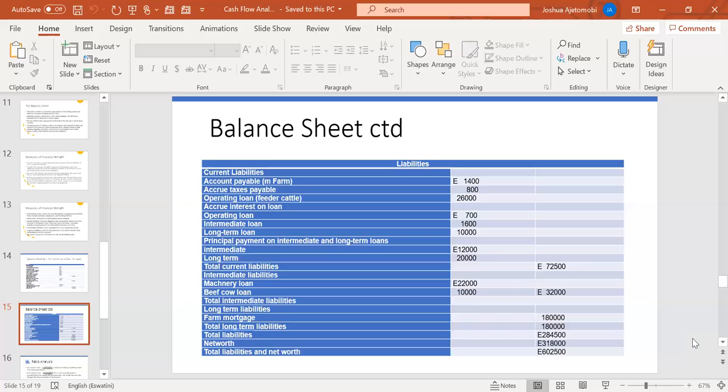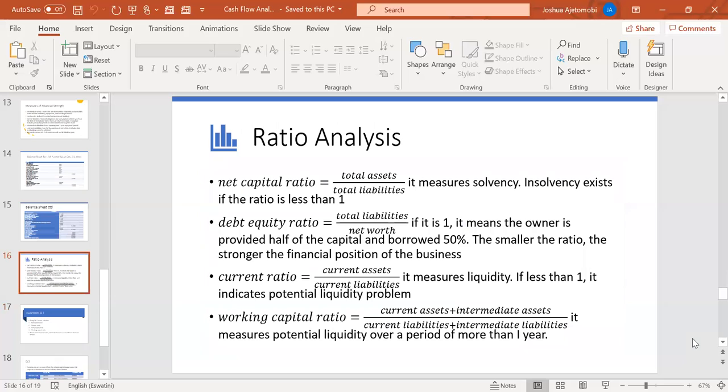So again, you see the way the balance sheets are. So you have the intermediate liabilities, then you have the total intermediate liabilities, and so on and so forth. Then you have your net worth, you have total liabilities, and so on, everything here. So the moment you have all of them, then you move to calculation of your ratio analysis. And we are dealing with four different types of ratio analysis. Take note of them very, very well.